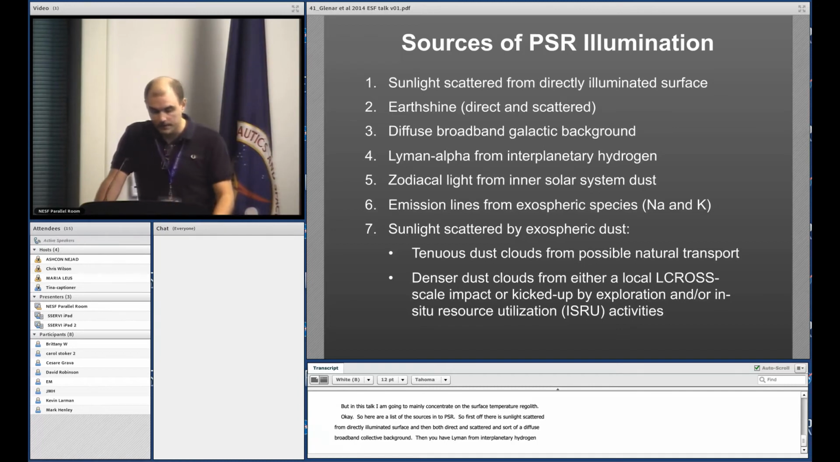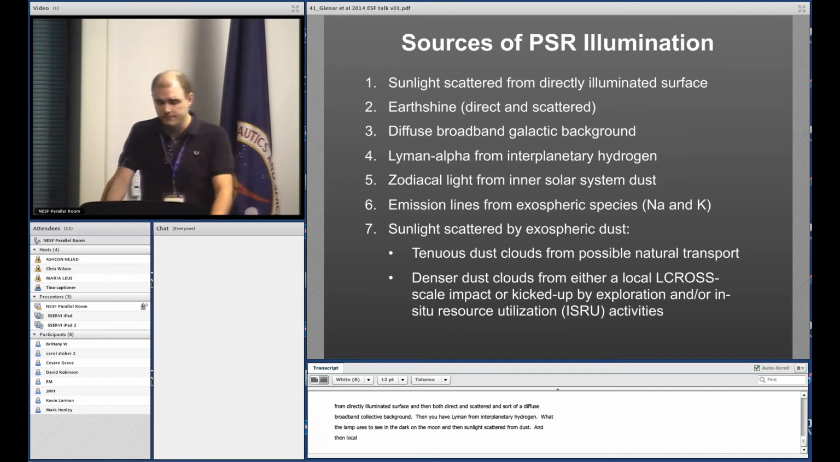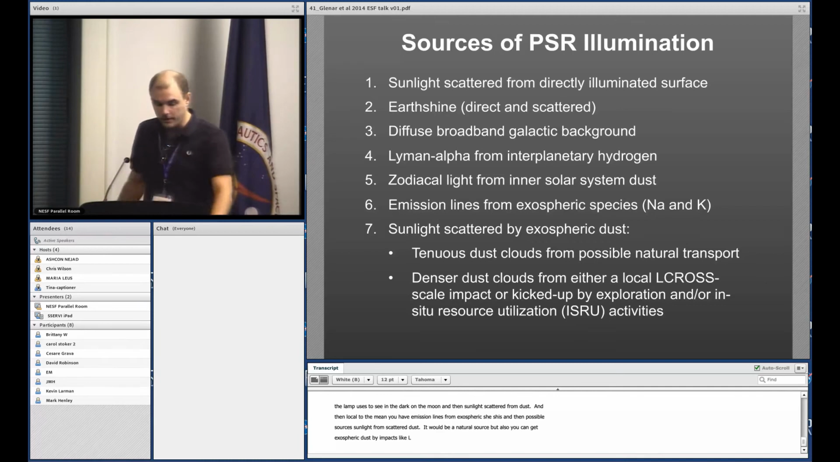Then you have zodiacal light, which is sunlight scattered from inner solar system dust. And then local to the moon, you have emission lines from exospheric species. So the two brightest ones are sodium and potassium. And then another possible source is sunlight scattered from exospheric dust. Now, there could be a natural source of this exospheric dust, but you can also get exospheric dust generated by impacts, such as something like LCROSS hitting the moon, or kicked up from exploration or ISRU activities, or landings, or whatever. So there's a way you can get exospheric dust into the lunar environment.